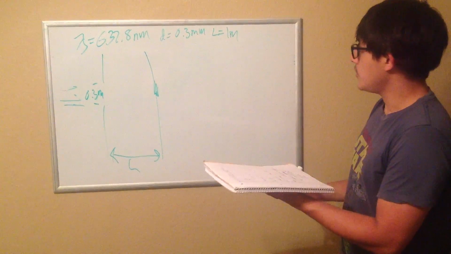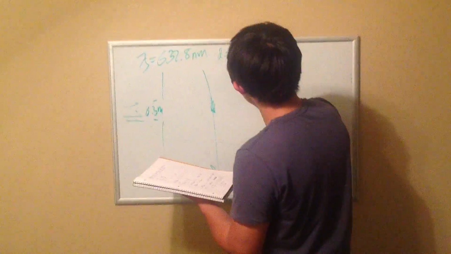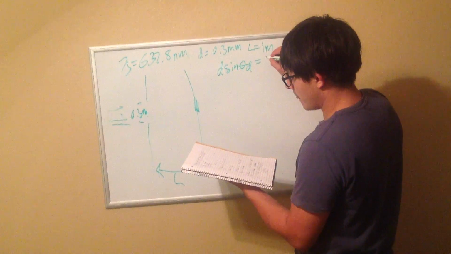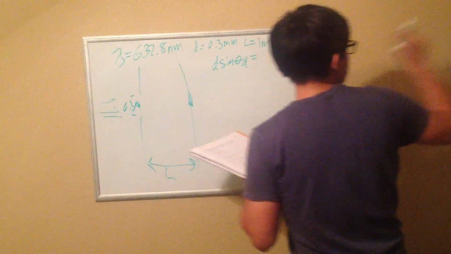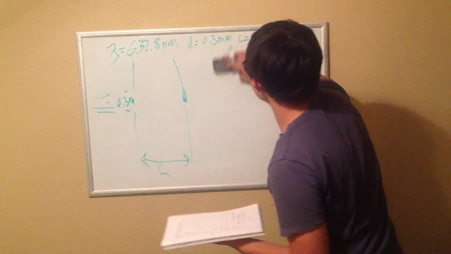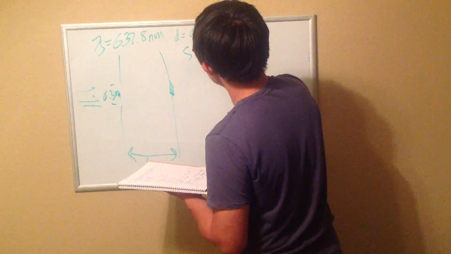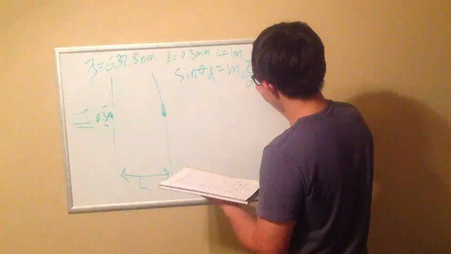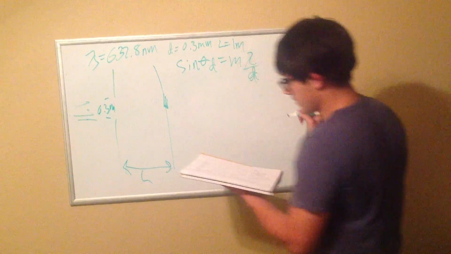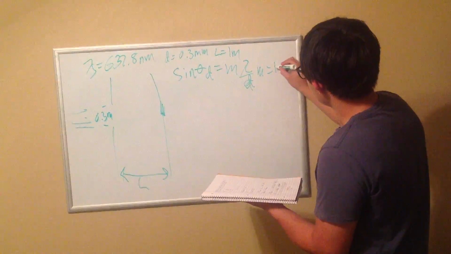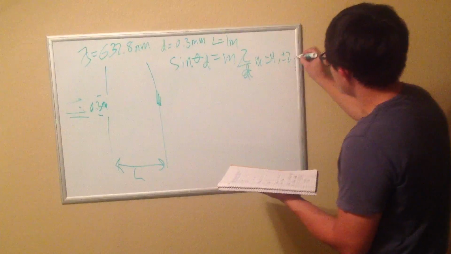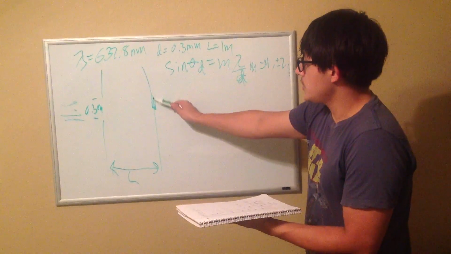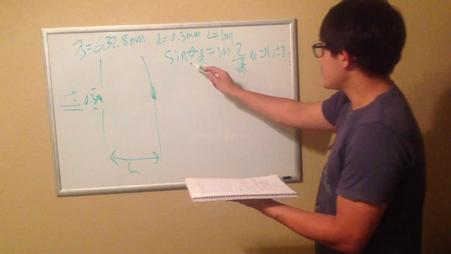So what we're going to do is use the equation from earlier, sine theta dark is equal to m lambda divided by d, the slit distance, where m is equal to plus or minus 1, plus or minus 2, etc. And we're only concerned with m equals 1 because we want the distance to this dark fringe and to this dark fringe. So we want the absolute value of this.